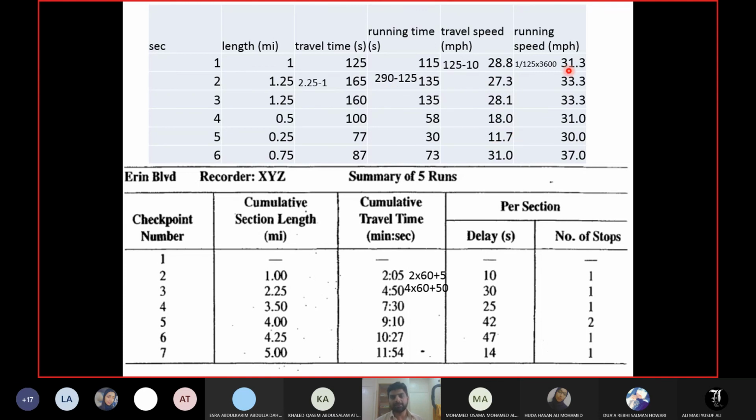Then for the running speeds, the length will remain the same, but instead of taking the travel time, you take the running time. So 1 divided by 115, the running time, and then multiply by 3600 for the conversion, and so on. So you have the travel speed and the running speed for each section now. So you have travel time, running time, delay, travel speed and running speed for each section.